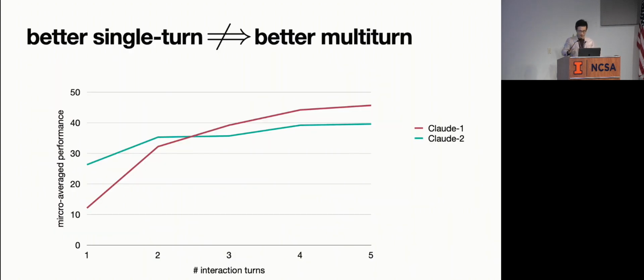Breaking down this performance across multiple turns, Claude 2 outperforms its previous generation counterpart with fewer than 2 turns, but the trend gets reversed with more than 3. This suggests that there might be some sort of oversight of the model's multi-turn performance, even for some of the leading players in this field.